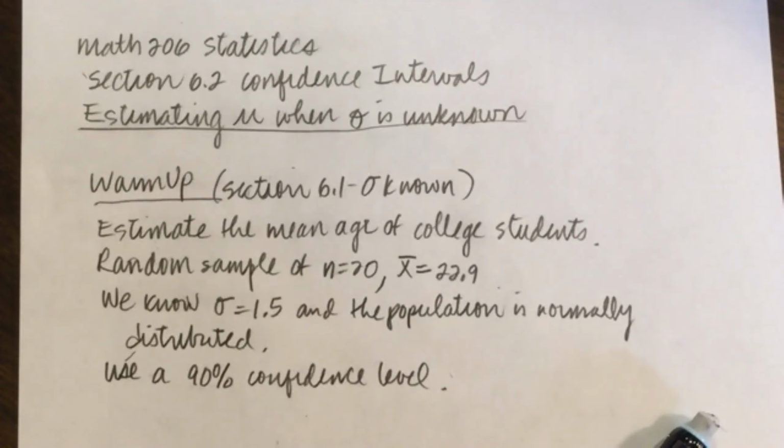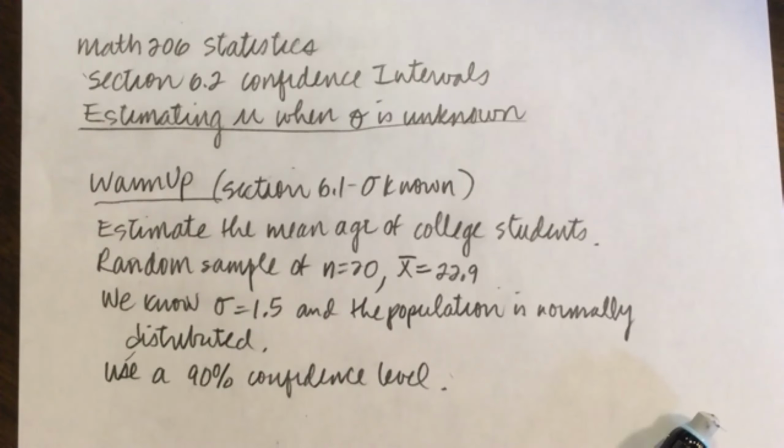So if you'll remember back in section 6.1, we estimated the mean given that we actually knew the standard deviation of the population. And that seems like it wouldn't happen very often, because how would we know the spread of a population if we didn't know what it was centered around, right? So it seems like a fairly unlikely situation where we would not know the mean, but we would know the standard deviation, and then we want to estimate the mean. And the fact of the matter is that just doesn't happen very often.